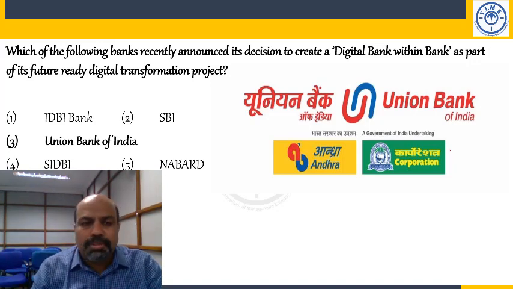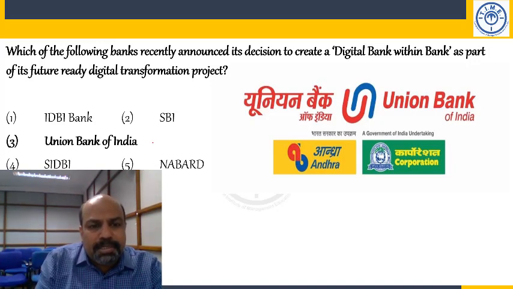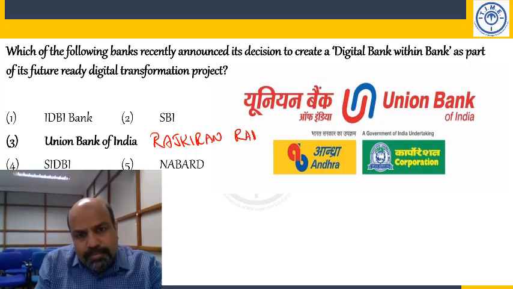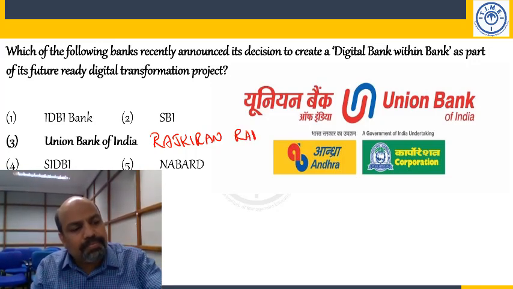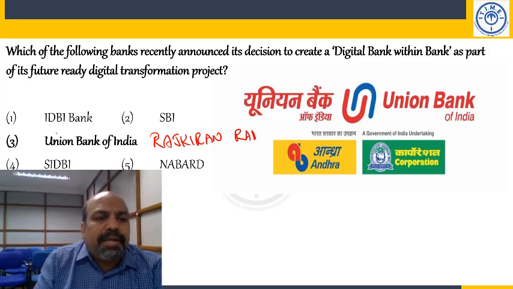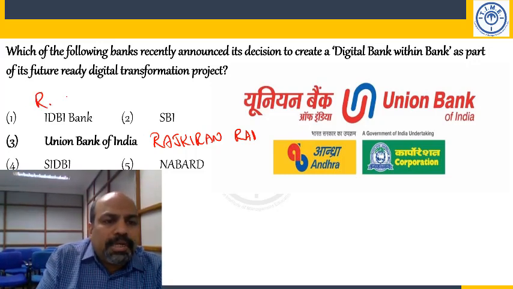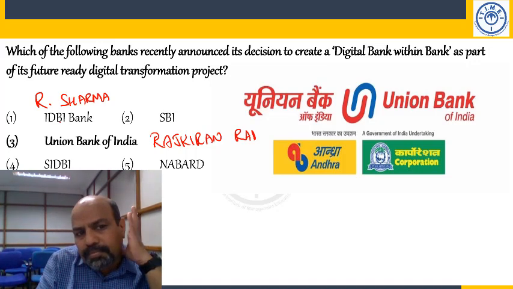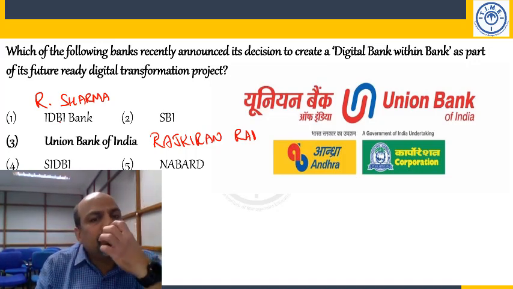So if you look at Union Bank of India, the chairperson is... Who's the CEO? Raj Kiran Rai. What about IDBI Bank? Rakesh Sharma. SBI: Dinesh Khara.